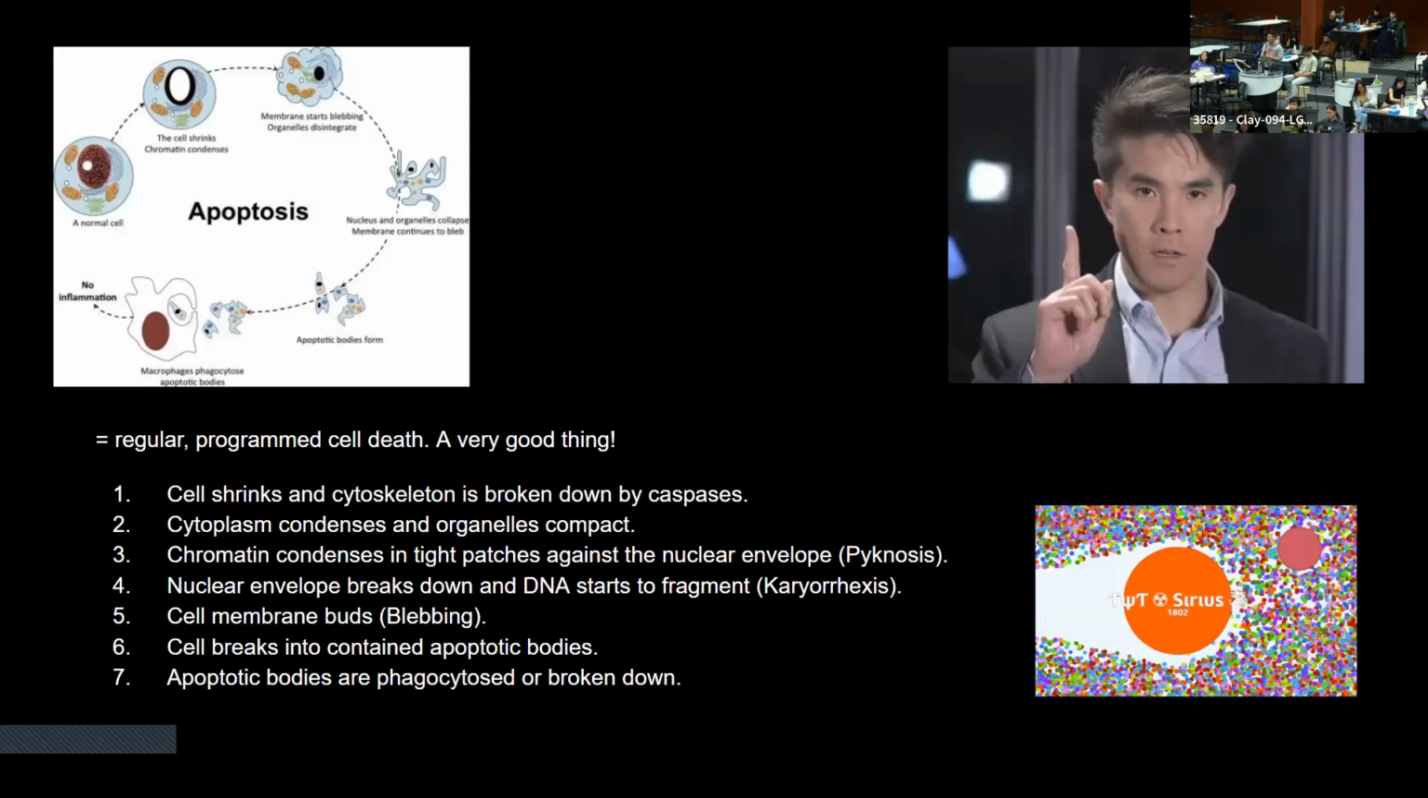So if I have a normal cell and it's going to be undergoing apoptosis for any reason, and that could be stuff like viral infection, some sort of intracellular signal or whatever, we'll have the reasons on the next slide. What happens first is that the cell will shrink, and the cytoskeleton, which you remember holds the structure of the cell, is going to be broken down by caspases. Now, the second step is that the cytoplasm is going to condense and the organelles are going to compact.